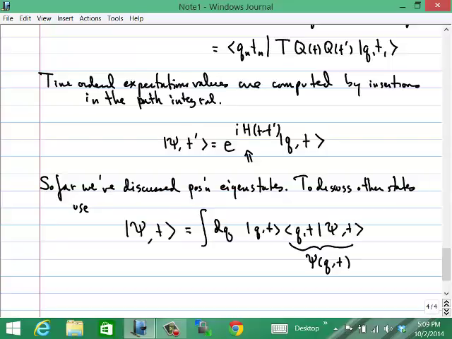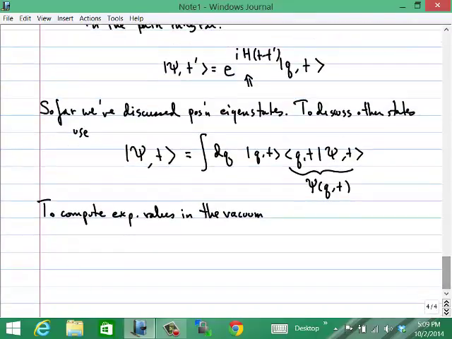For example, one state that we might be very interested in understanding is the vacuum state. So, for example, if we want to compute expectation values in the vacuum, then what you would need to do, or in quantum mechanics we usually don't call it the vacuum, we call it the ground state. Okay.